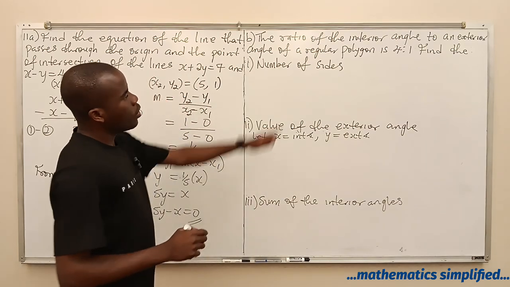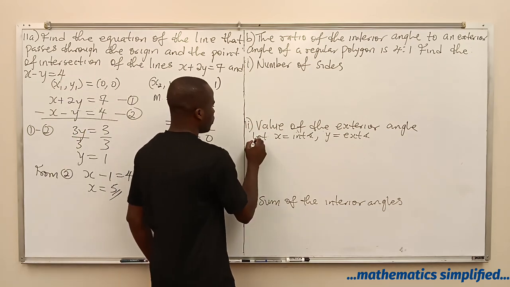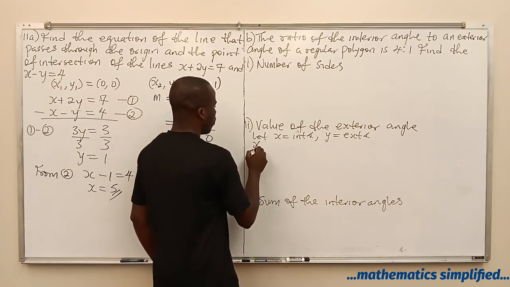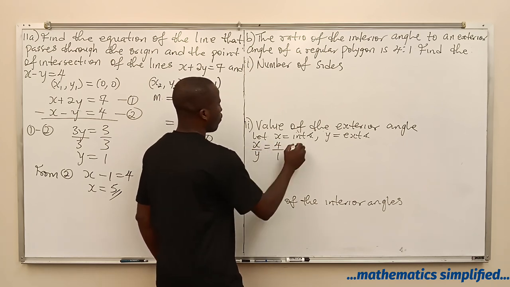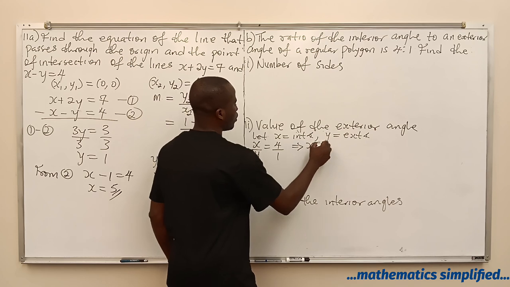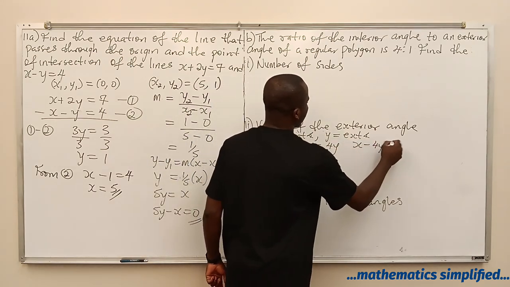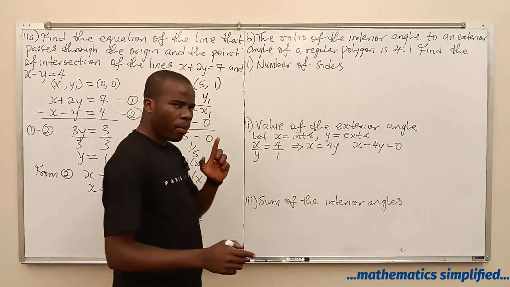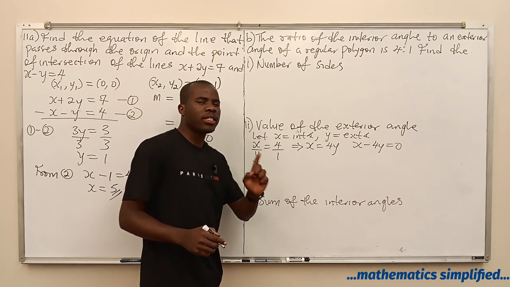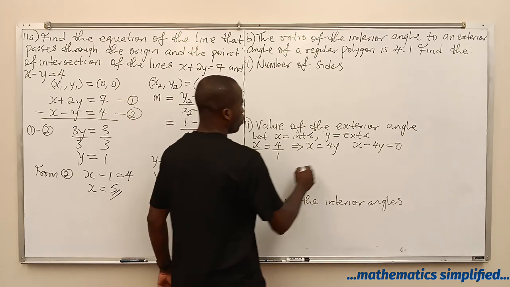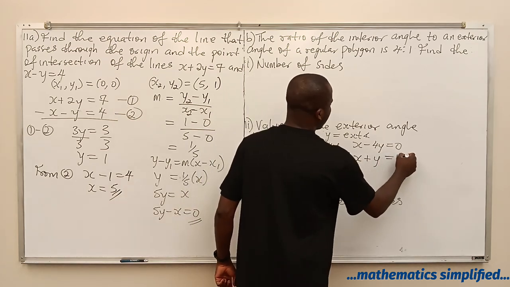So we are told that the interior to the exterior is 4:1. It means x over y, interior to exterior, is 4:1. So that I will have x is equal to 4y. If I bring it here, I'll have x minus 4y equals 0. Also, remember that the sum of interior plus exterior always gives 180. So I know that x plus y, interior plus exterior, is 180 degrees.